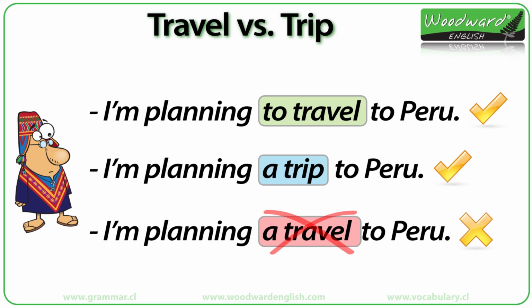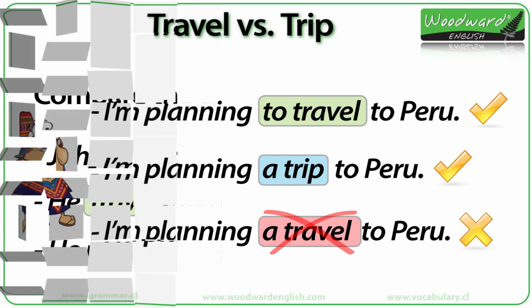The next sentence, I'm planning a trip to Peru. So I'm planning something. Planning what? Planning a surprise? Planning a party? No, I'm planning a trip to Peru. Please note, we do not say I'm planning a travel to Peru. No. Why? Because travel is not a countable noun. We use a or an before a countable noun, and travel is normally a verb.